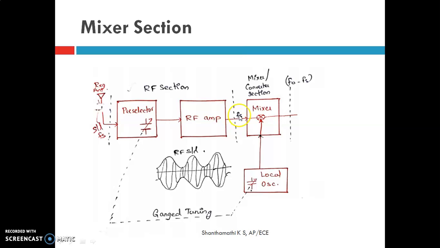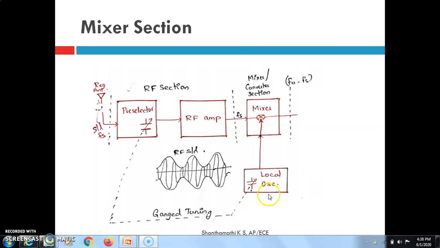Okay, so in this mixer part, a tracking process is done. Here the local oscillator frequency follows or tracks the signal frequency to have a correct frequency difference. So if this tracking process is not done precisely, some errors may occur. Those errors are called tracking errors.